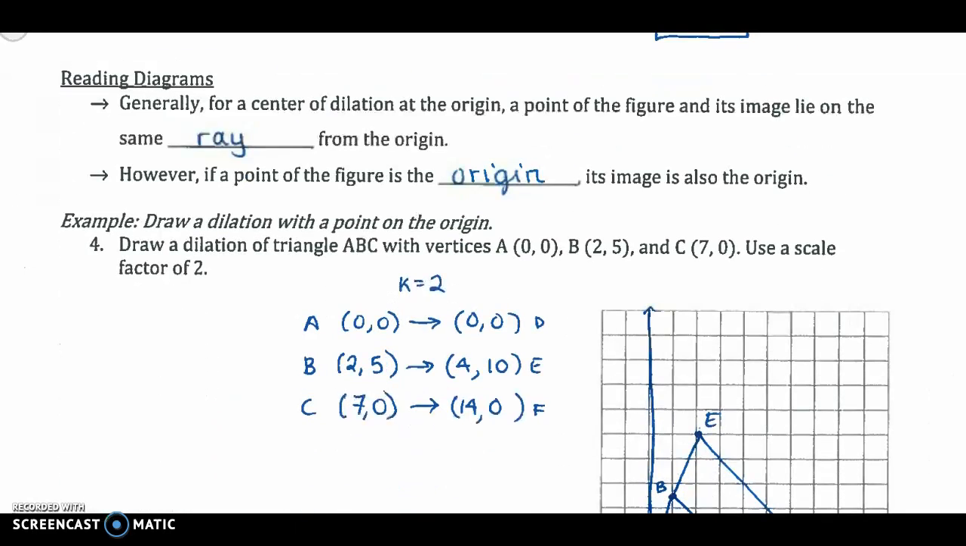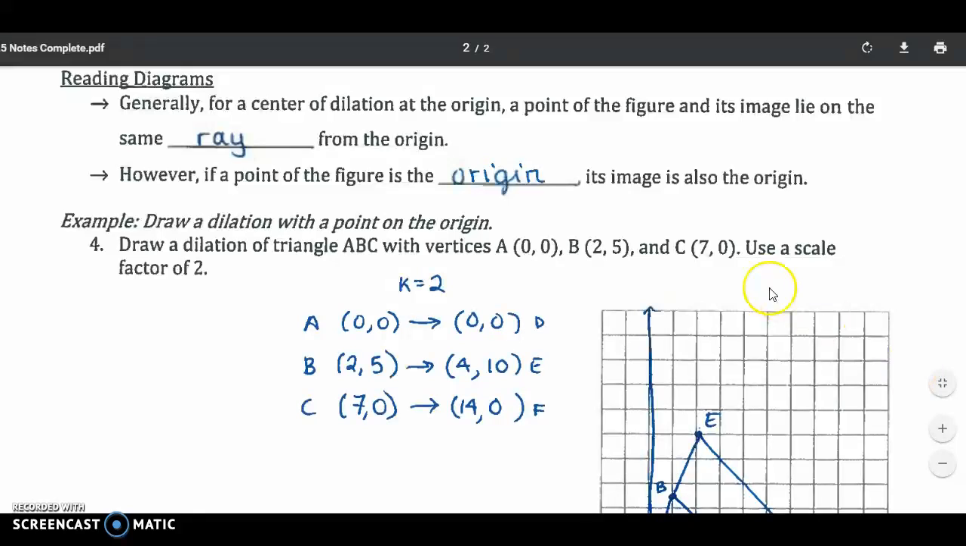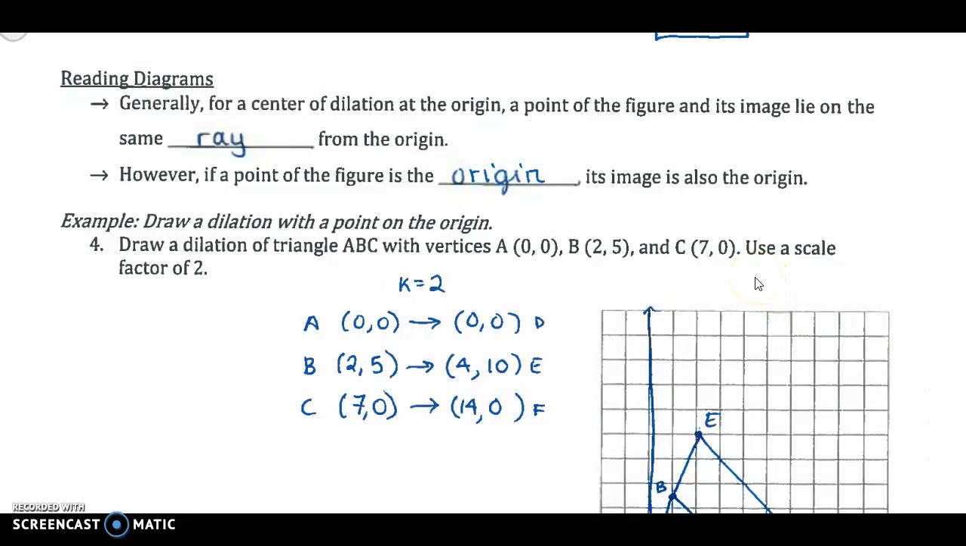Now when we read diagrams, generally, for a center of dilation at the origin, the point of the figure and its image lie on the same ray from the origin. But if the point of the figure is the origin, the image is also the origin. So imagine if you multiply here, point A is at (0, 0), anything multiplied by 0 still results in 0. So no matter what your scale factor is, that point will still be at 0.